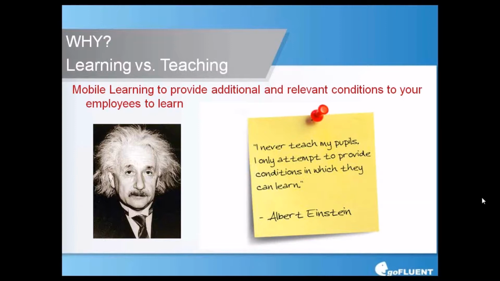What Albert Einstein said is that I never teach my pupils. I only attempt to provide conditions in which they can learn. Okay, and so I think this is a very important concept to keep in mind as we consider what to do in terms of mobile learning. Mobile learning can provide additional and relevant conditions for employees to learn if it's done properly. So what do we mean by doing properly?